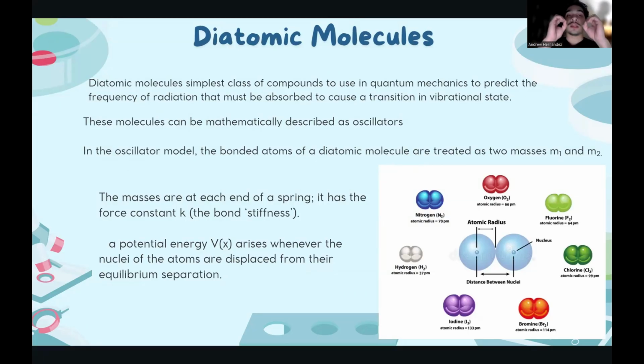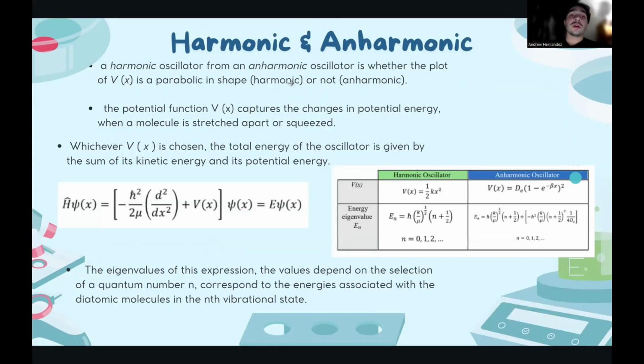Since we are using a spring in this system, the system also has potential energy, and this is due to the displacement of our atoms being pushed together or pulled apart. Continuing, we have harmonic and anharmonic oscillators. A harmonic oscillator is when the plot of the potential energy is parabolic in shape, which means it is symmetric when cut in half from the equilibrium point, and anharmonic means it is not symmetric when cut in half from the equilibrium point.